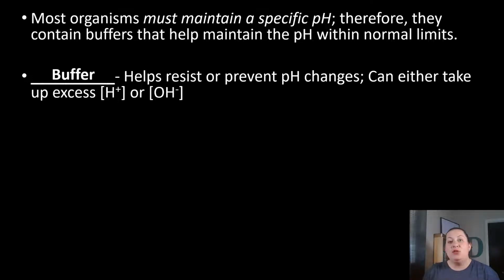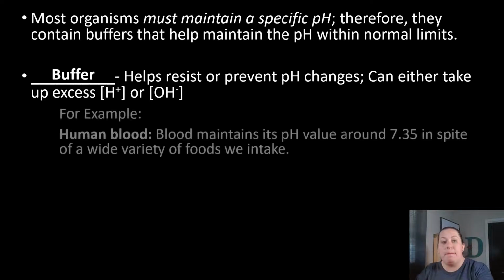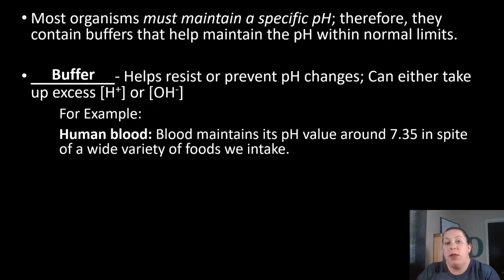Buffers help resist or prevent a pH change. They can either take up extra hydrogens or take up extra OHs in order to make sure that this pH stays constant. This is part of that idea of homeostasis, making sure that it stays constant or the same. For example, in human blood, blood has to maintain a pH value of about 7.35. That's what it prefers.